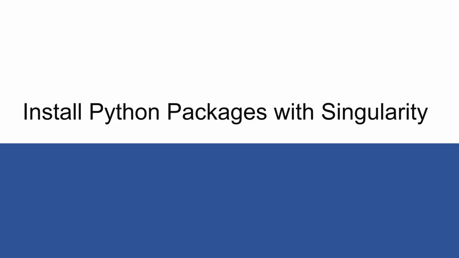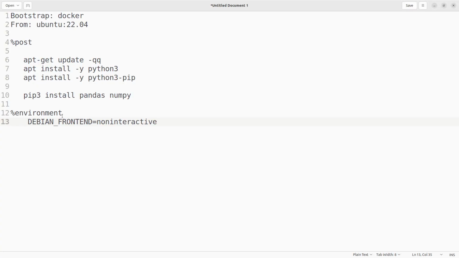In this video, I'm going to show you how to install Python packages with Singularity. So let's get started. First of all, you need to make sure you have Singularity installed, and then we will proceed. So what we are going to do is to use this information here. These are the commands we are going to use to get the packages and install and generate a Singularity container.